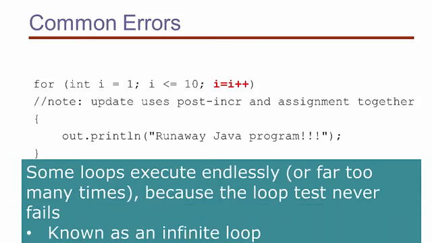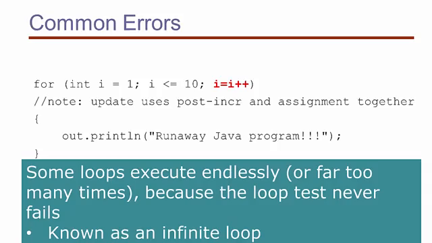And worse than a loop that never executes is a loop that never quits. Here's a for loop whose loop counter variable starts at 1, and the loop test is while I is less than or equal to 10, which is true, and thus the body of the loop is executed. But when you come to execute the update expression, here is a common mistake. You see we have a post increment expression combined with an assignment operator.